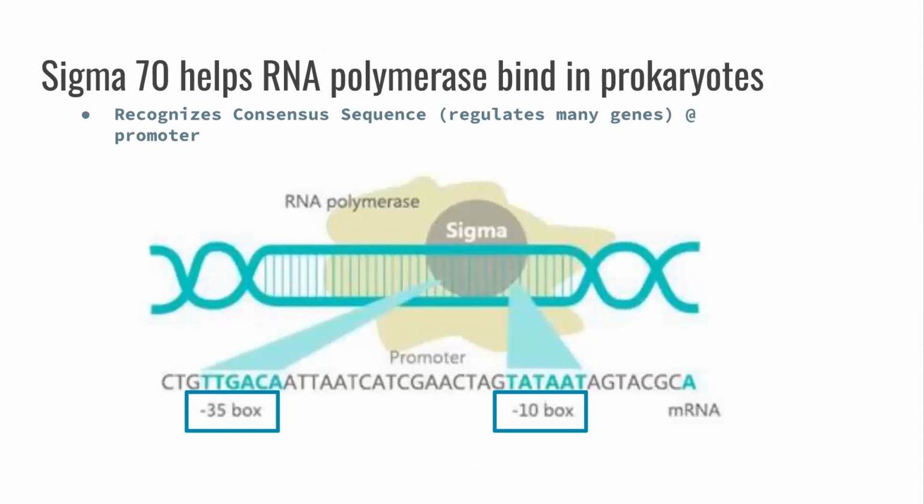In prokaryotes, sigma 70 is the transcription factor that helps RNA polymerase to bind. It recognizes a consensus sequence, which is basically the most common sequence of nucleotides along a specific sequence. So it's not going to be the same for every single organism, every single gene, but it's the most commonly recognized nucleotide at each position that sigma 70 can recognize and bind to, and then RNA polymerase will bind to sigma 70.